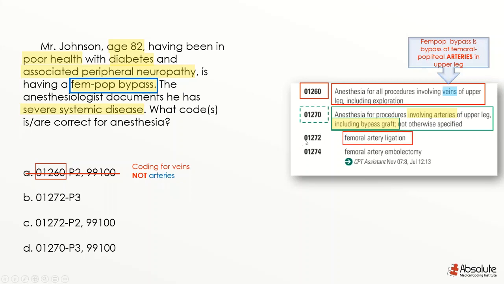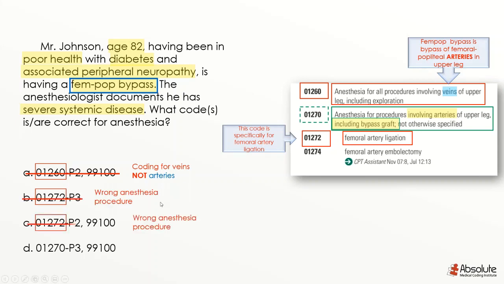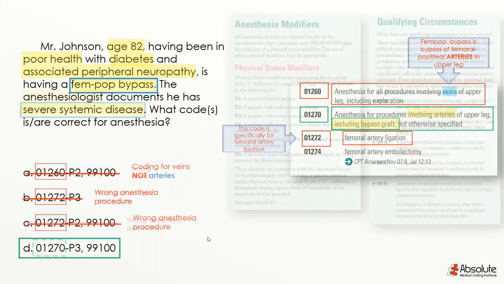And we're going to continue on for 01272, femoral artery ligation. There was no mention of that. Nope. That's specifically for femoral artery ligation. No one said anything about that. That's the wrong procedure. That's off the table. And that is how we end up with D, for 01270 with the P3 modifier and the 99100.